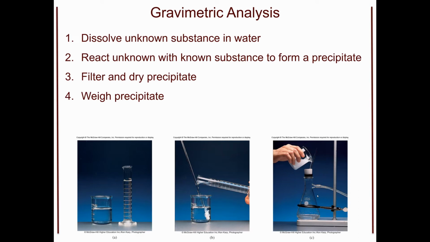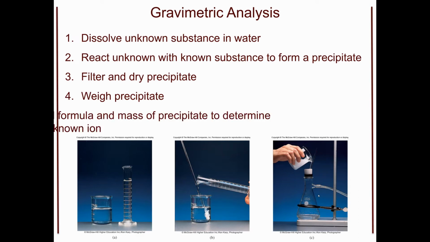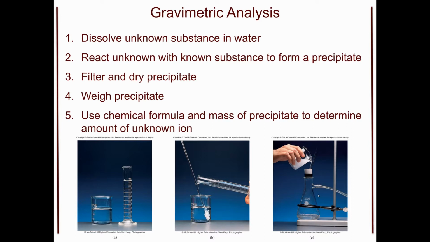So finally, we are going to weigh the precipitate, and using our chemical formula and the mass of the precipitate, we are able to determine the unknown ion by doing our stoichiometry calculations and working backwards. This is a very prototypical lab that you would do in a Chem 119 lab. You are going to take two solutions, form a precipitate, weigh the precipitate, and then see what ions we had in solution. So let's go ahead and take a look at that.